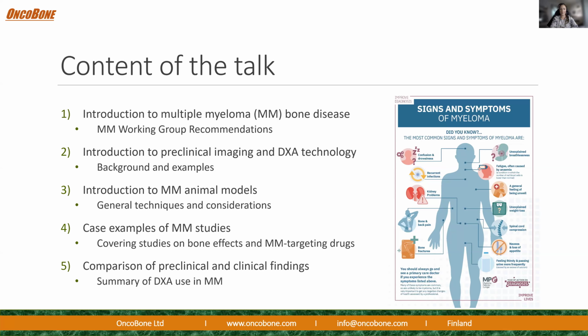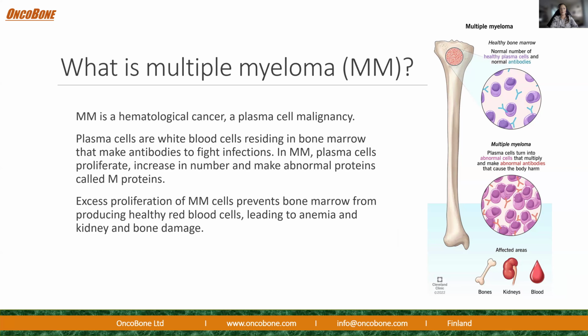Let's start by discussing what is multiple myeloma, because I'm not sure what everyone's background is, so I want to make sure that we are aligned on some key aspects of this disease. So multiple myeloma is a hematological cancer, a plasma cell malignancy. Plasma cells are white blood cells that reside in bone marrow, and their primary function is to fight diseases and make antibodies. In the image on the right, you can see the normal bone marrow, the plasma cells there, and some antibodies that they produce.